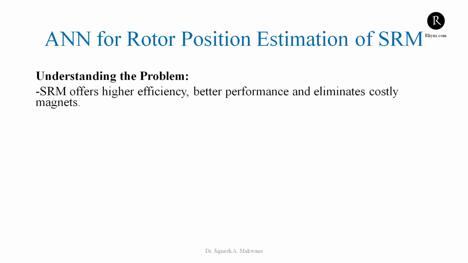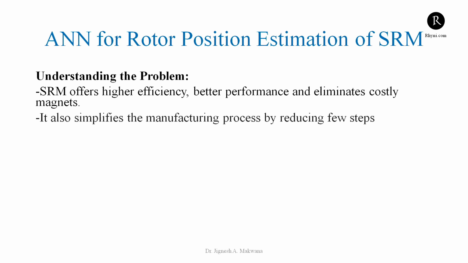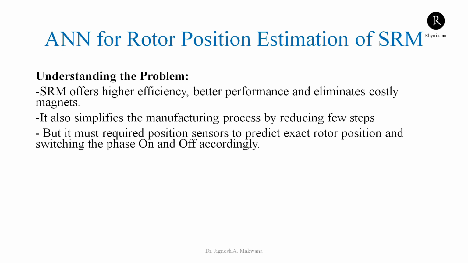The switch reluctance motor offers many benefits over the conventional induction motor, that is higher efficiency, better performance, that is starting torque and constant power region, and it also eliminates the costly magnets. So obviously it will be the next choice for the electrical motor industries, but it must require the position sensor. It also simplifies the manufacturing process by reducing the steps in manufacturing. So this is one more advantage.